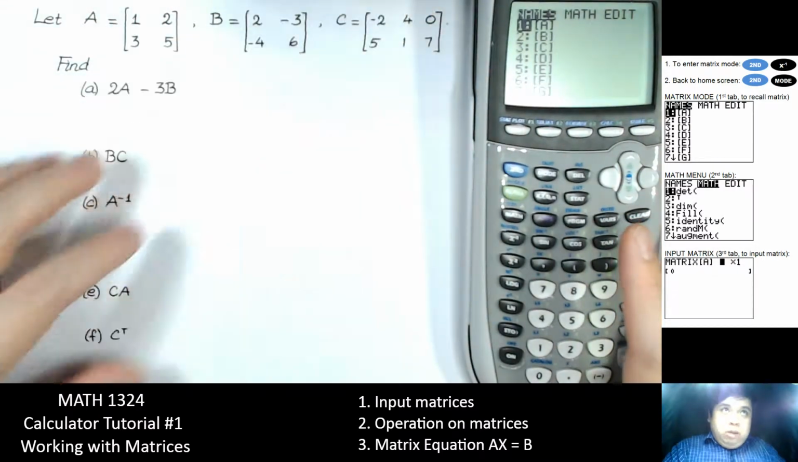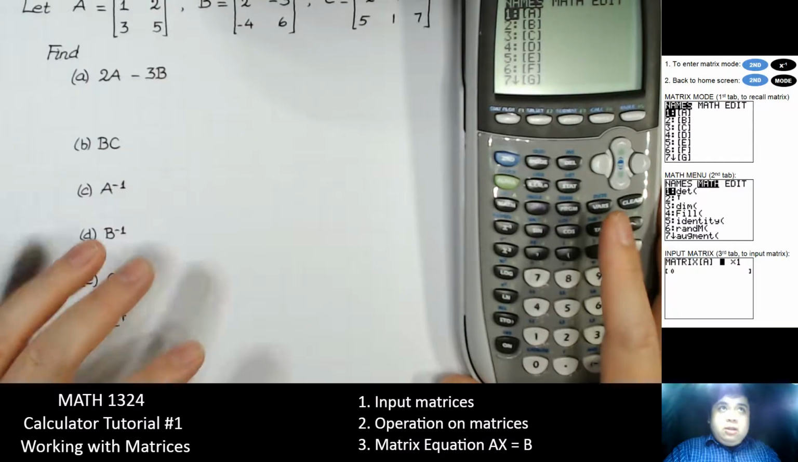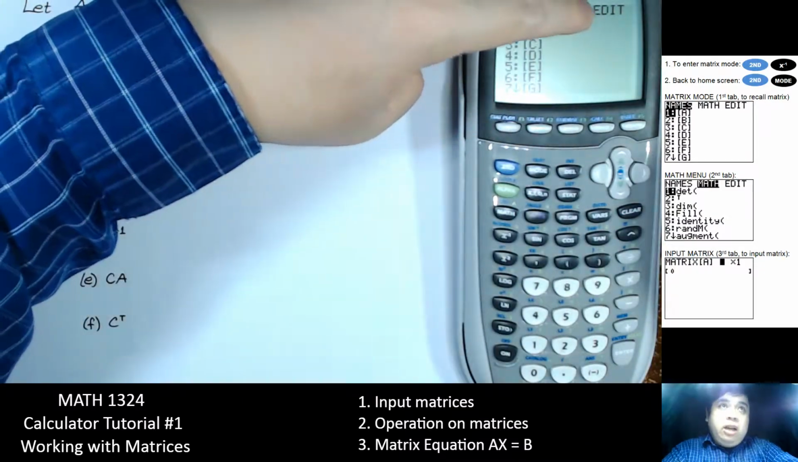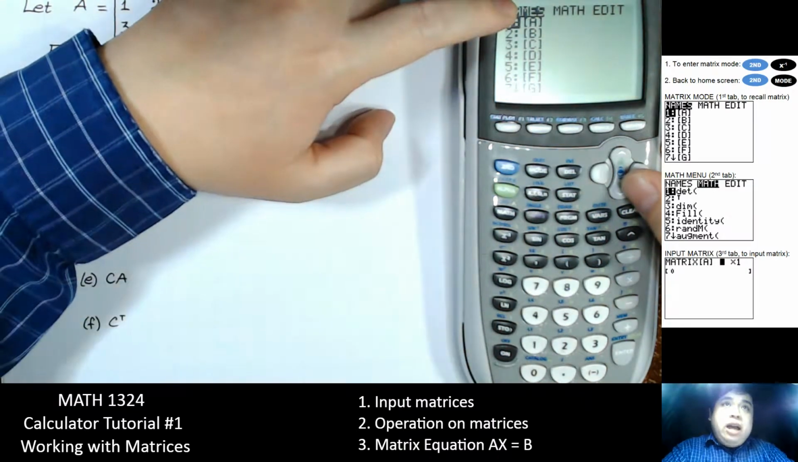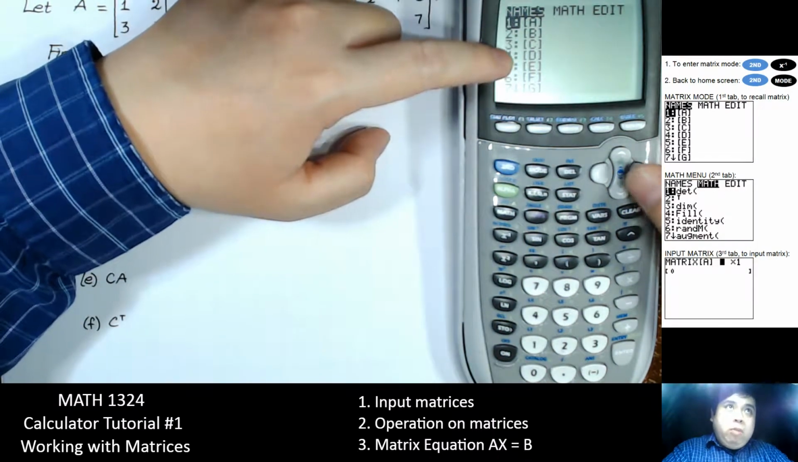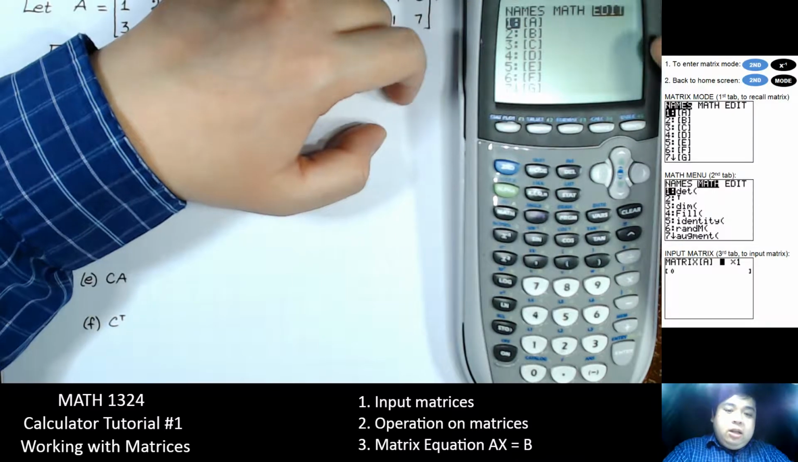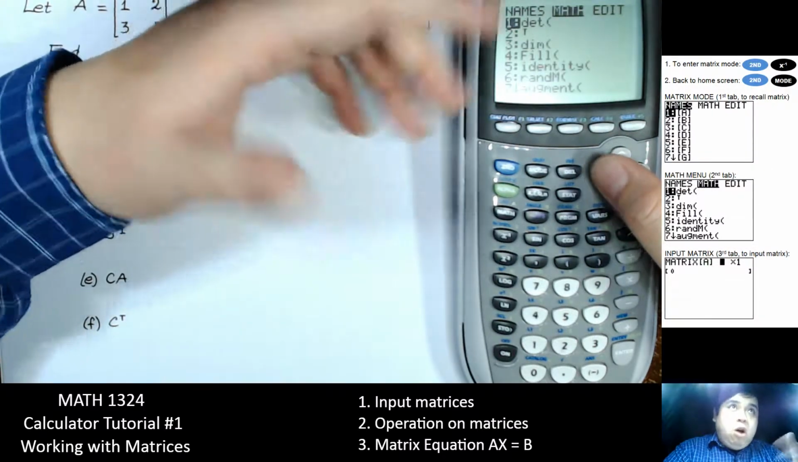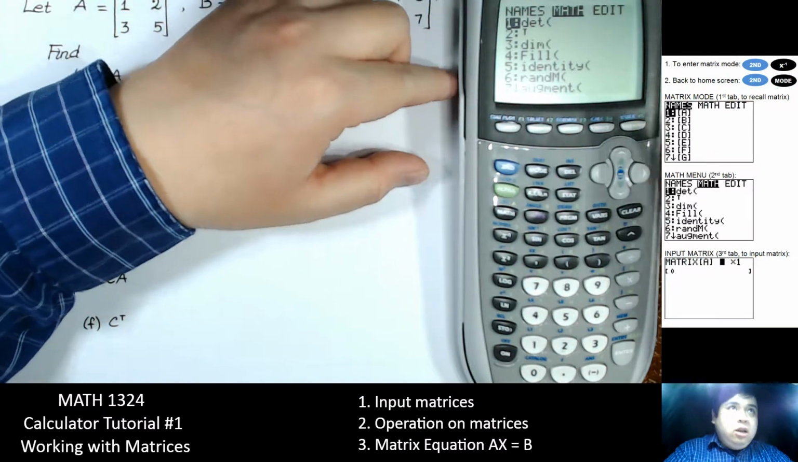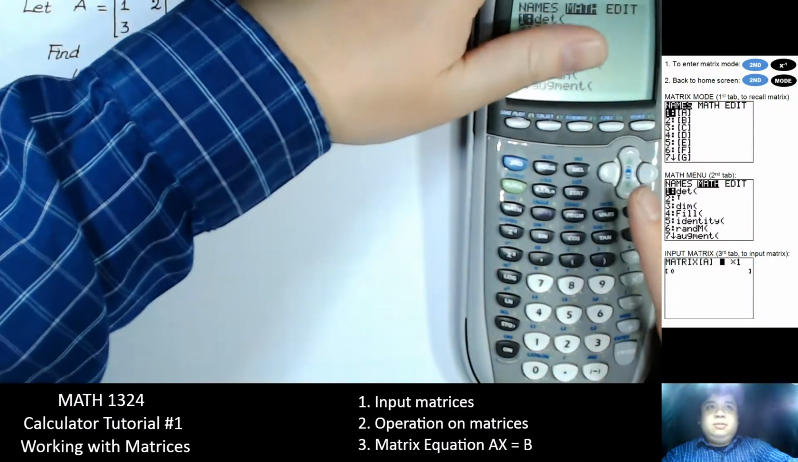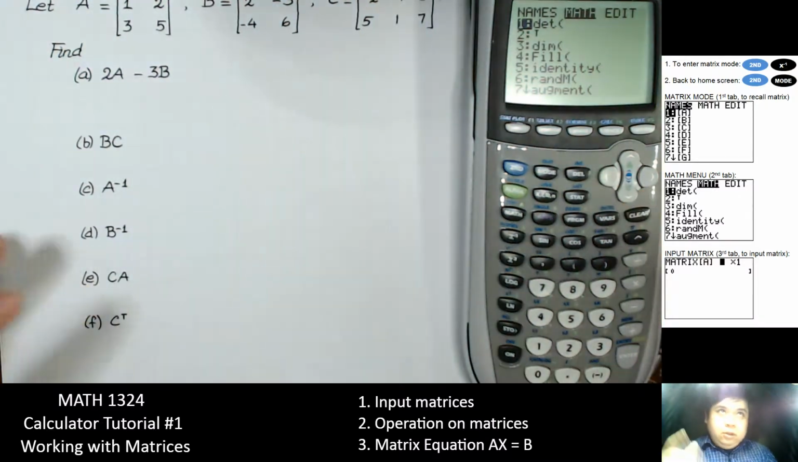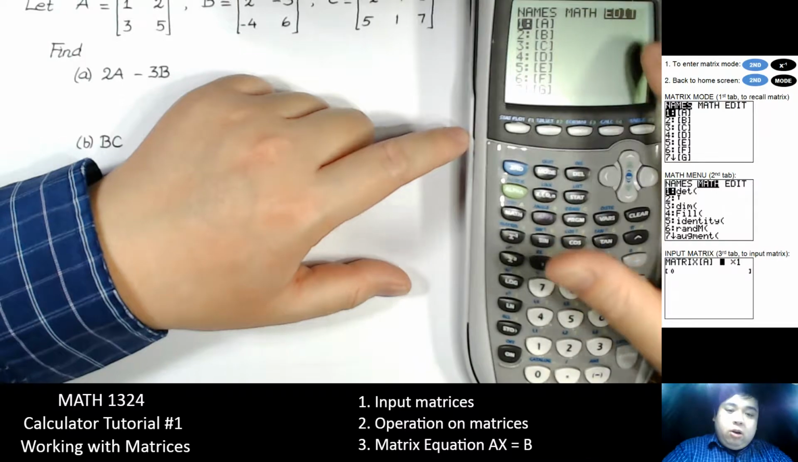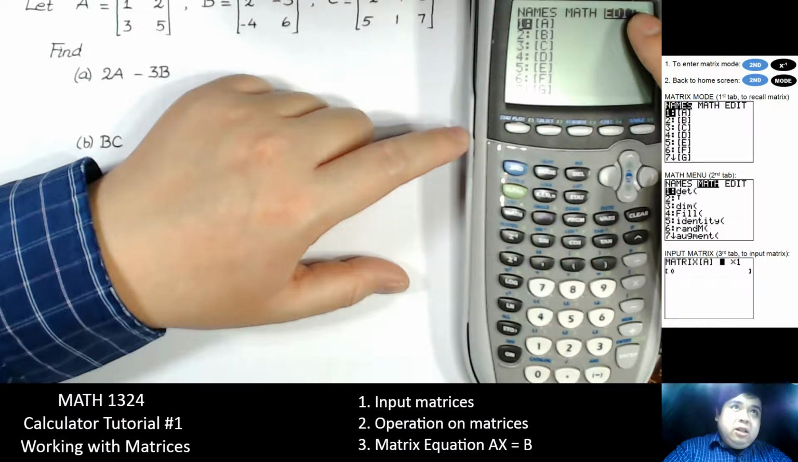Now when we go to the matrix mode, there will be 3 tabs. The first one is names, then math, and then edit. Under the names, that is where we recall the matrix. On the edit, it is where we put in the matrix, and some other operations will be in math. We'll do that later. First, to input the matrix, we have to go to the last tab, edit.